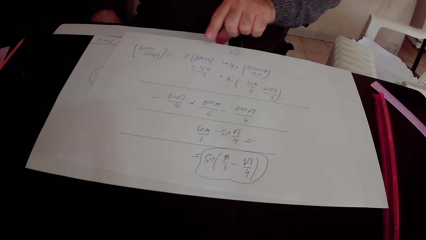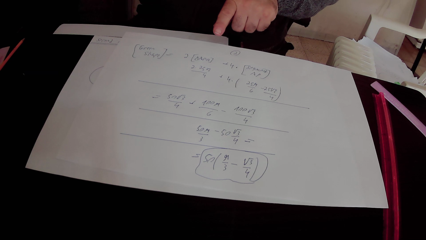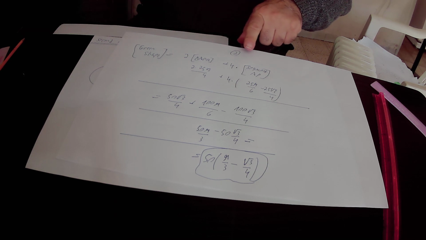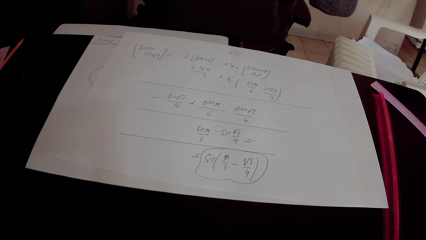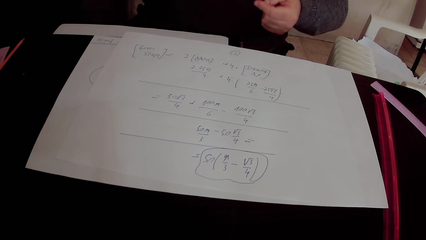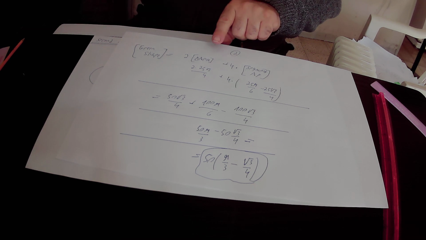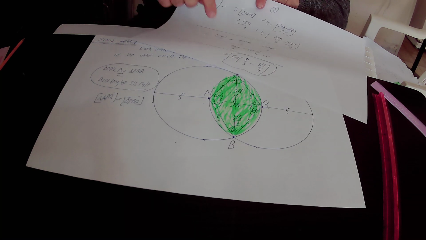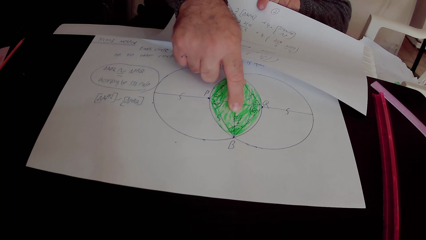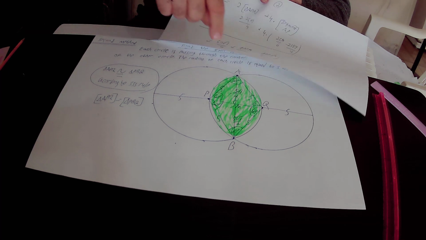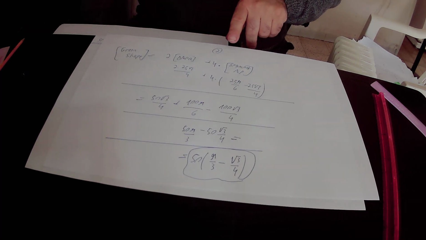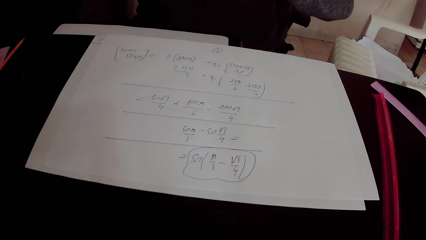Here the area of the green shape equals 2 times the area of triangle APQ plus 4 times the area of segment AP. Why? Because all the segments are equal in their areas. So if we multiply the area of one segment by 4, we get the area of the 4 segments in total. The area of the green shape equals 2 times the area of triangle APQ, because those two triangles have the same areas, plus the area of the 4 segments, which equals 4 times the area of segment AP.